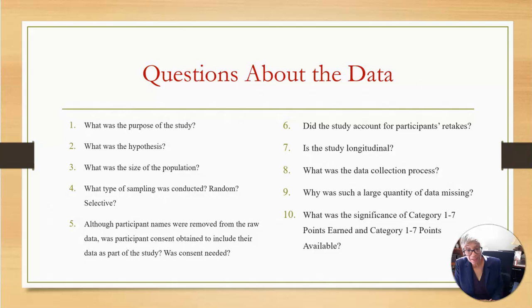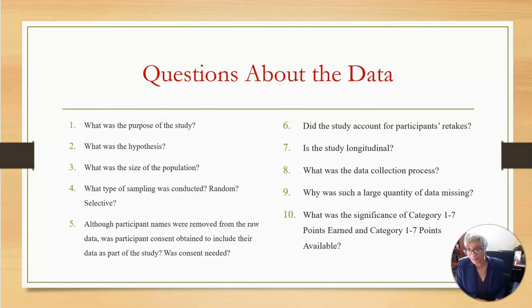Although participant names were removed from the raw data, was participant consent obtained to include the data as part of the study? And was the consent even needed? Did the study account for participants retaking? Like if I failed this Praxis in 2021 and I took it the following year, or a second time in 2021, did it account for retakes? Is the study longitudinal? Is it going to run past 2022?